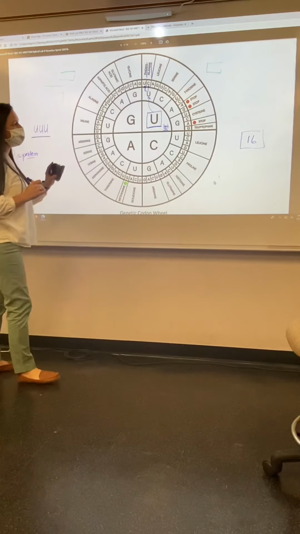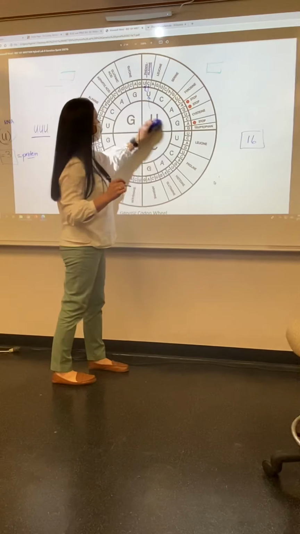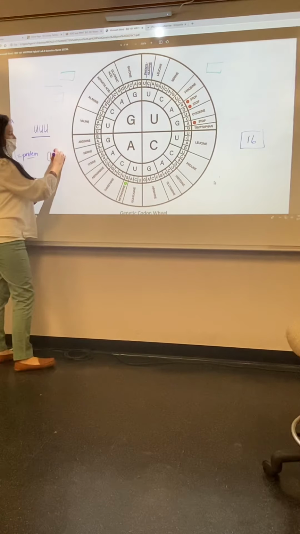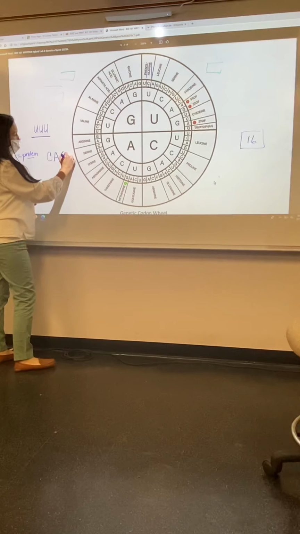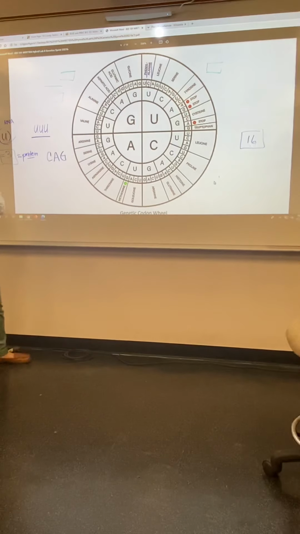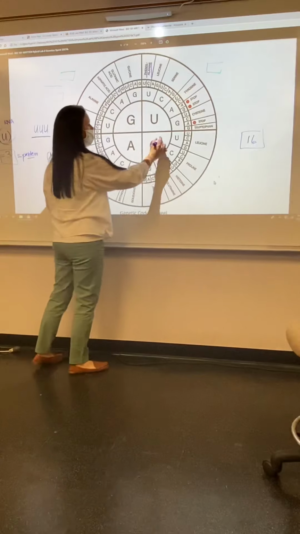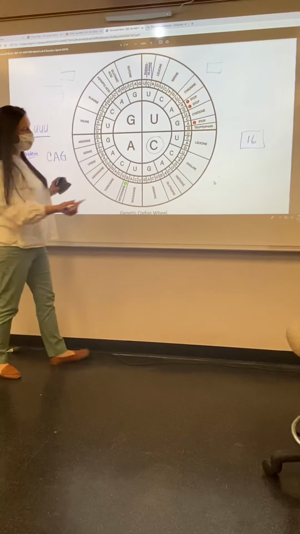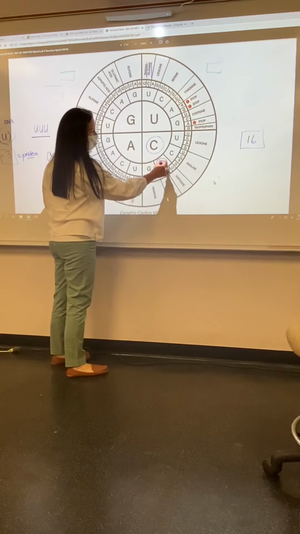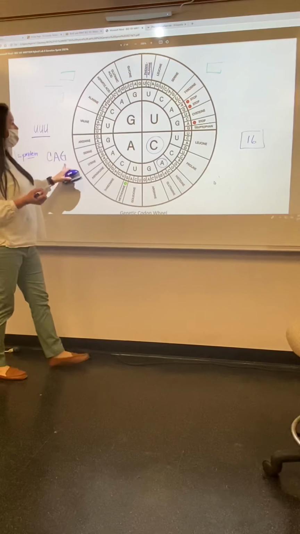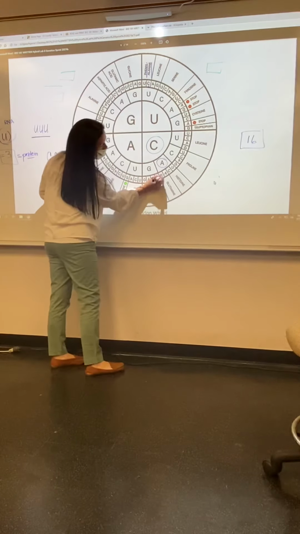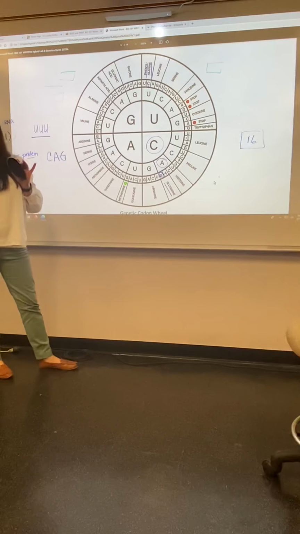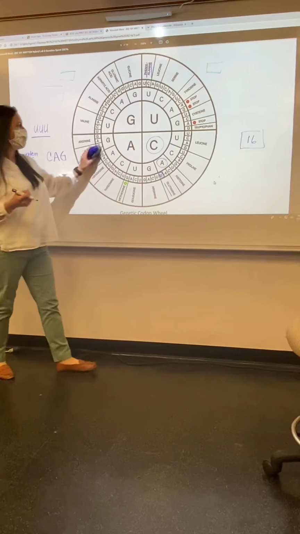All right, let's do another one. Let's say I have CAG. C. Here, I'm going to go to my A. And then G. I'm going to code for glutamine. I'm going to do one more.